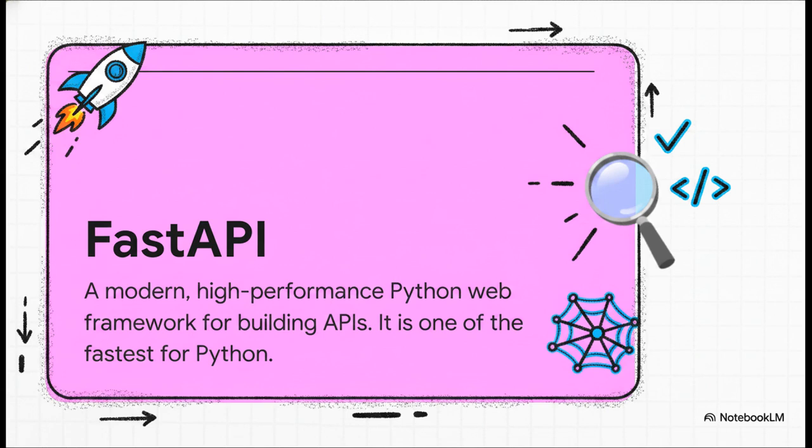And it has this really clever trick up its sleeve. It uses a standard Python feature called type hints. Now, this is a huge deal because it means your code editor can help you out, catching errors before you even run your code. It just makes the whole development process feel so much smoother.